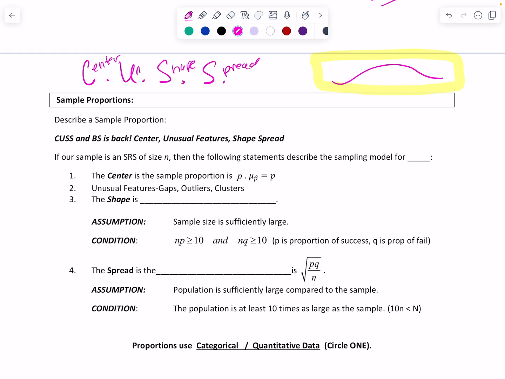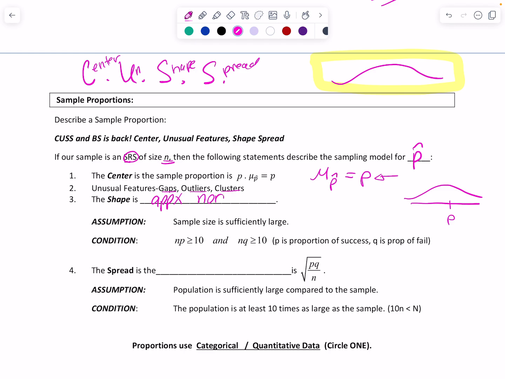When our sample is an SRS, a simple random sample of size n, then the following statements describe the sampling model for P hat. The center: the mean of P hat is equal to P. P is my population proportion, and that's my center. Unusual features, which are gaps, outliers, and clusters: hopefully our shape is going to be approximately normal.